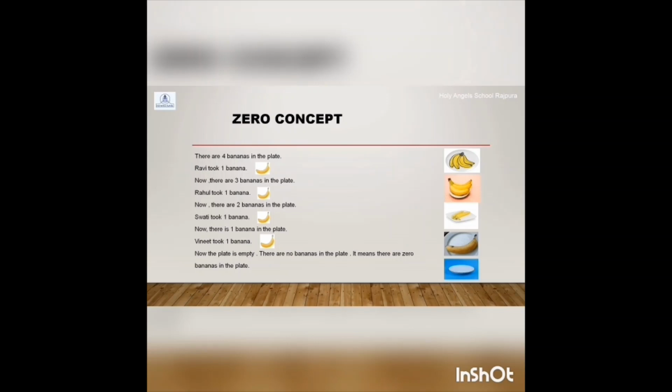Vineet took 1 banana. Now the plate is empty. There are no bananas in the plate. It means there are 0 bananas in the plate. Children, suppose you had 2 apples. You gave both the apples to your sister. Then you are left with 0 apples.